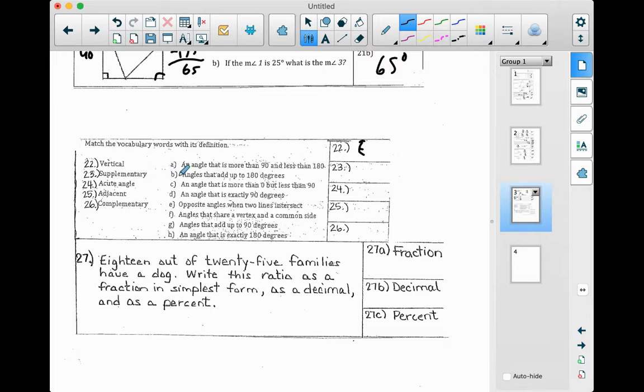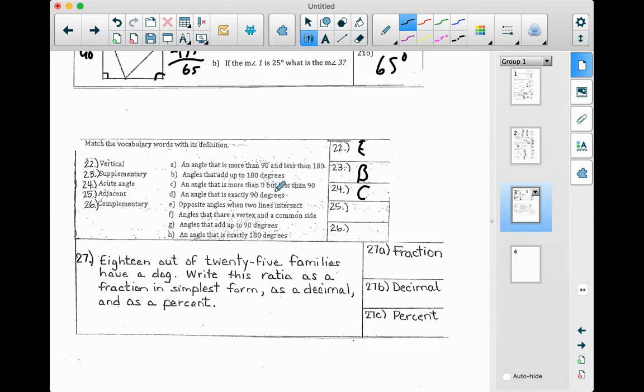So if I look, supplementary angles are angles that add up to 180 degrees, B. It is not H. An angle that is exactly 90 degrees would be a right angle, not supplementary. An acute angle is less than 90 degrees. So that is more than 0 but less than 90. That's C.